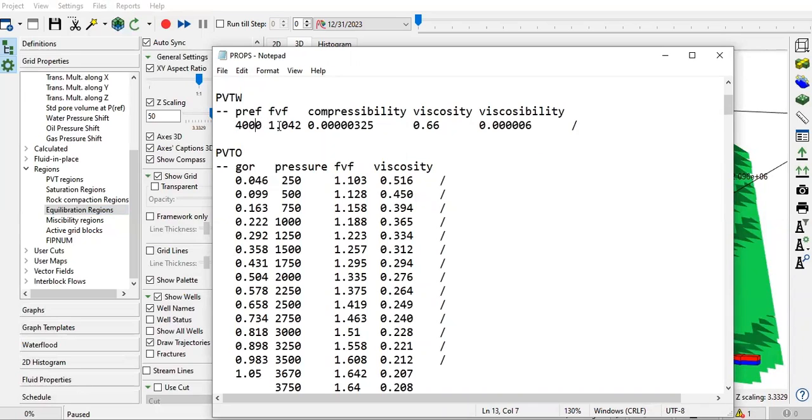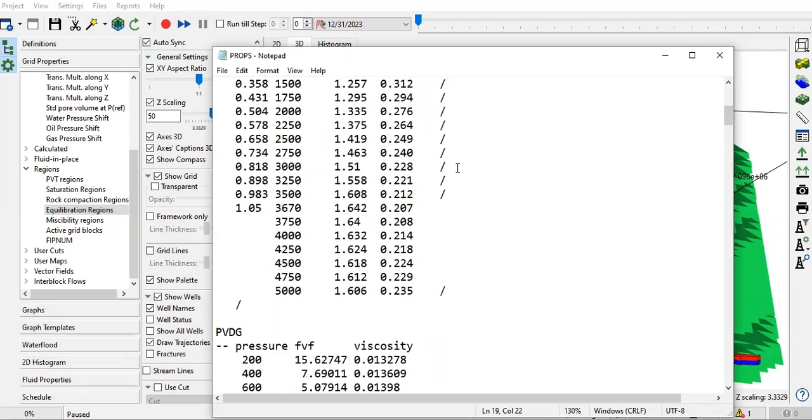reference pressure, formation volume factor, compressibility of water, water viscosity, and viscosity. And then this is the PVT data table for the oil as usual. You have GOR, the pressure, formation volume factor, and viscosity. Okay, and then this is typical.